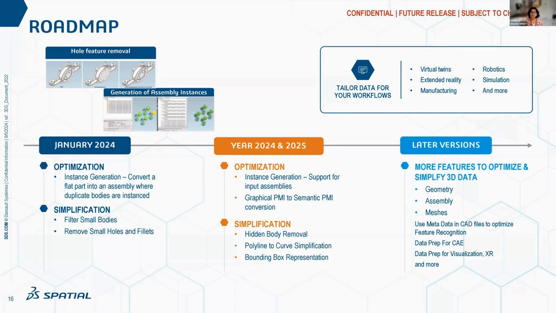In the short and midterm, we plan to release further improvements to instance generation. We have this idea of converting from graphical PMI, which is visual PMI, to semantic PMI, which is machine-readable PMI. So our customers, users don't have to do that stuff manually. And then in terms of simplification, one of the most popular features has been hidden body removal. So this is something I'll talk about in the next few slides, but that's definitely in the plans, and a few more things.